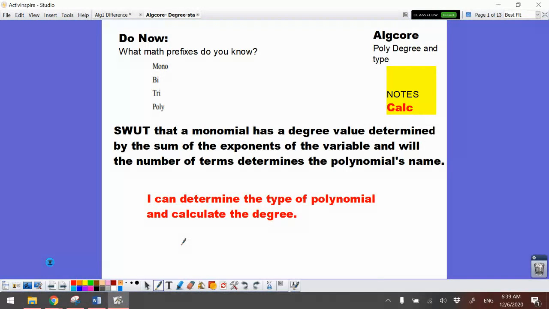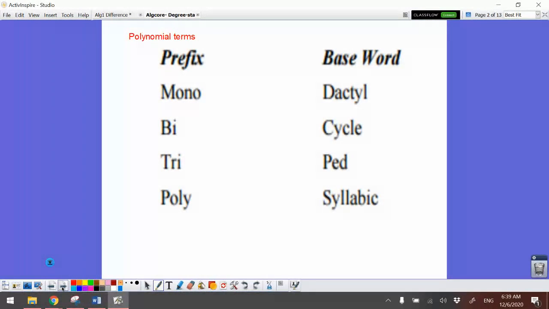So let's start by talking about some prefixes. Hopefully there's some prefixes up here that you kind of recognize. The one that probably is the most familiar is bi, because we see it with bicycle, okay? Bi means two. Tri, or tricycle, was three. Mono, that's one. So we have a one, a two, a three. And poly is going to mean many.